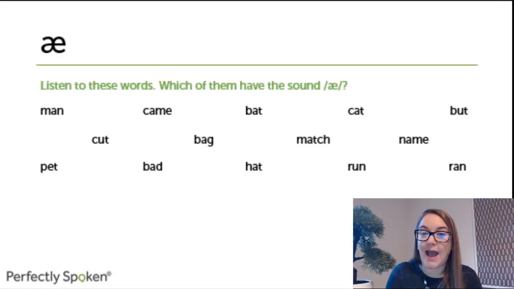Okay, let's try the same exercise, but this time you're listening for ah. So you're listening for an ah sound. Man, came, bat, cat, but, cut, bag, match, name, pet, bad, hat, run, ran. Again, pause the slide, try saying these yourself. Which have the ah sound?